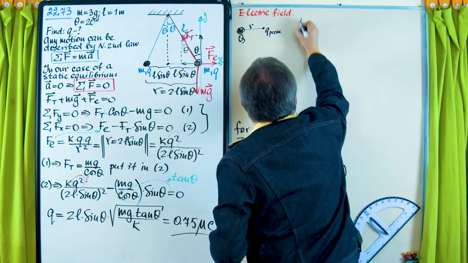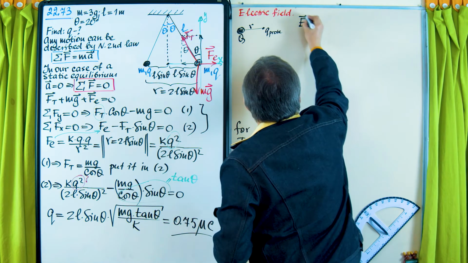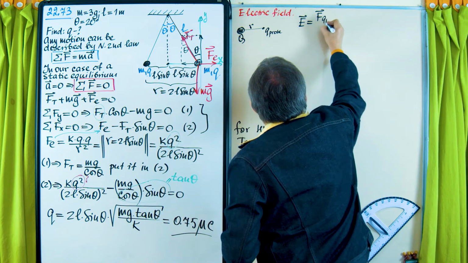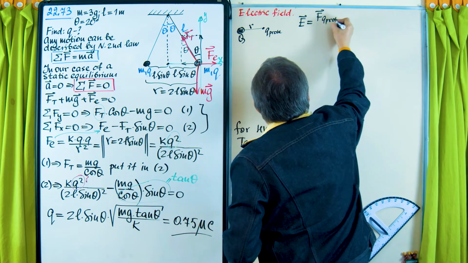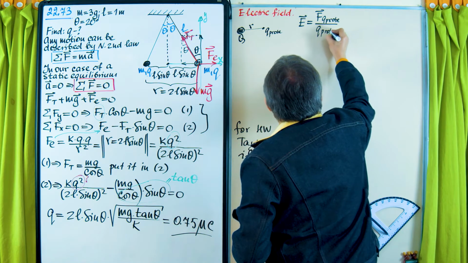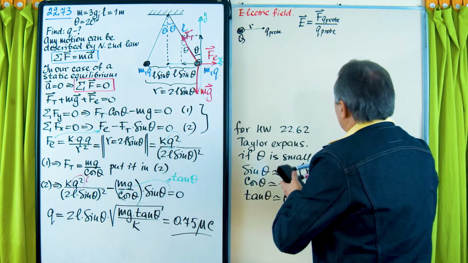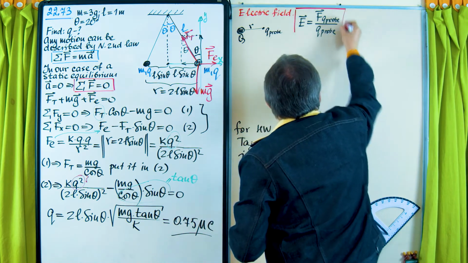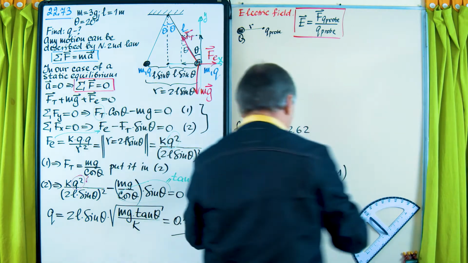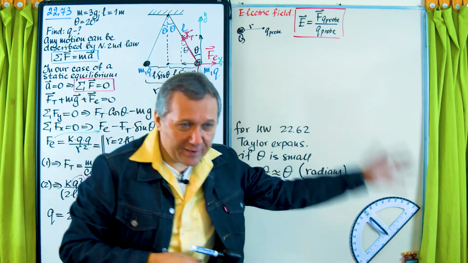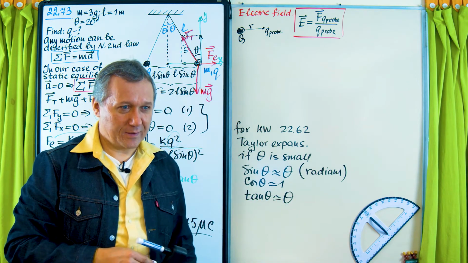So let me write it here. Electric field equals force on Q probe divided by the value of the probe charge. So that's the definition of the electric field. You can apply it to find the electric field of any electrical system, right?